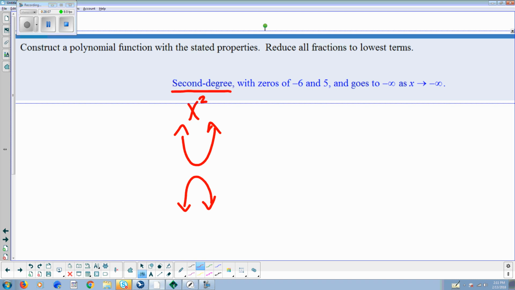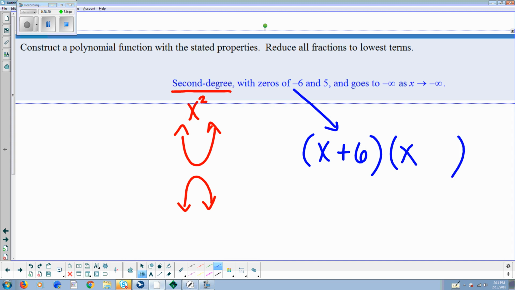It tells me what the zeros are. The zeros are negative 6, so that corresponds to a factor of x plus 6, notice the sign change. And another zero is positive 5, so that corresponds to the factor x minus 5. Notice the sign change.